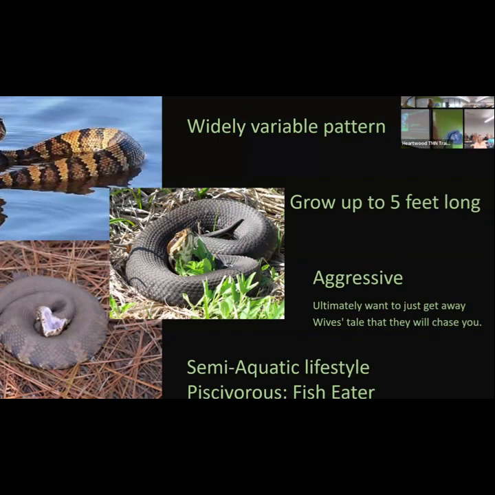Again, widely variable pattern. You gotta be super careful when you're looking at these snakes. This is just jet black with a white stripe down his face. So pretty, and also he's coiled like a cottonmouth coils. Cottonmouths tend to coil perfectly, just a perfect little coil.